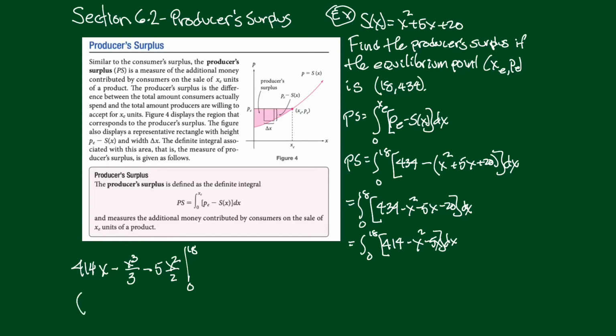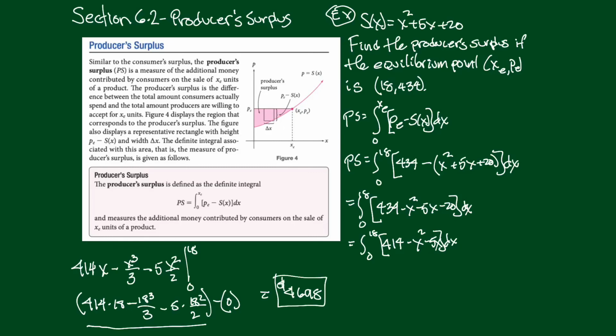So if we put in the upper limit, we're going to get 414 times 18 minus 18 cubed over 3 minus 5 times 18 squared over 2. Now put in the lower limit, but once again, if you put the lower limit in here, the x's are all 0, so that just becomes 0, and we just need to compute this expression right here. So when I do that, I got 4698 as our producer's surplus.